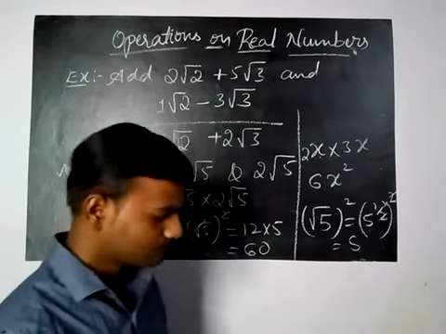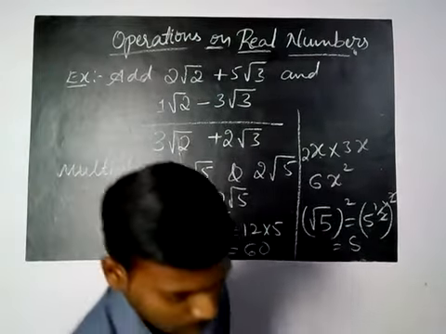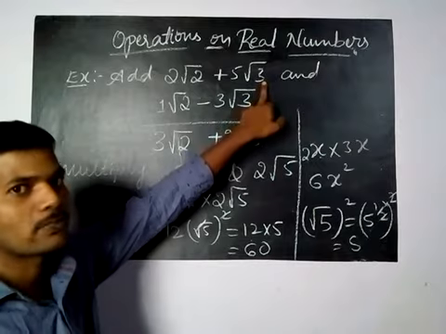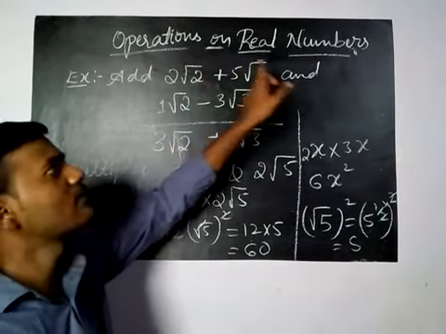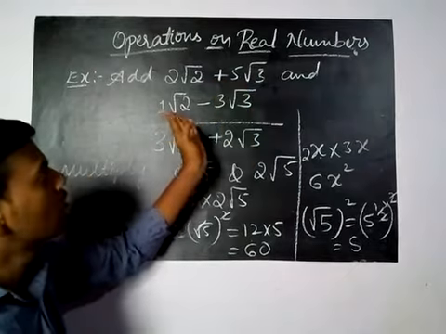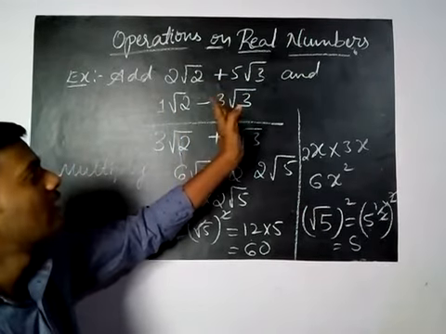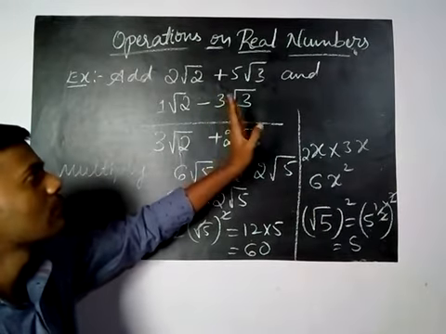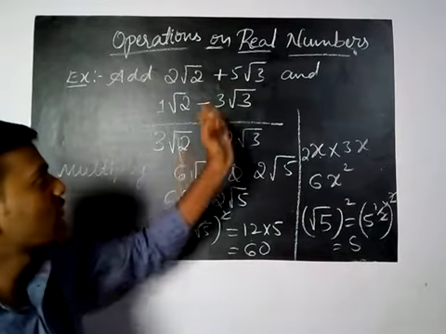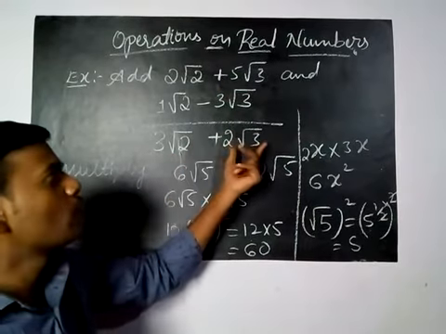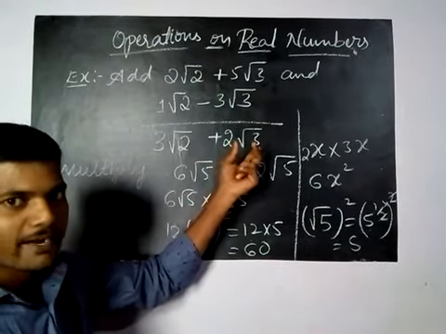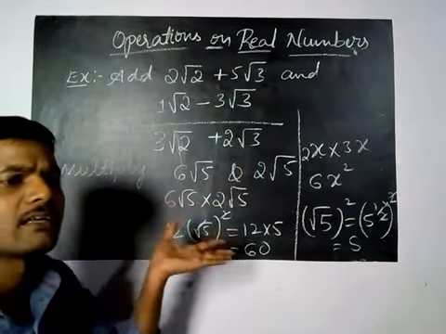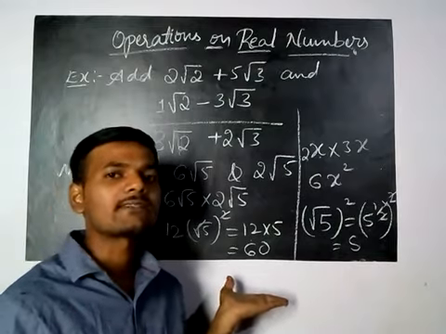So observe here. Root 2 is irrational. Root 3 is also irrational. 2 times the irrational and 5 times the irrational are added with 1 time the irrational and subtracted with 3 times the root 3. So after addition we get 3 times root 2 and 2 times root 3. Root 2 and root 3 are irrational, so their sum must be irrational only, because irrational numbers follow the properties of rational numbers.